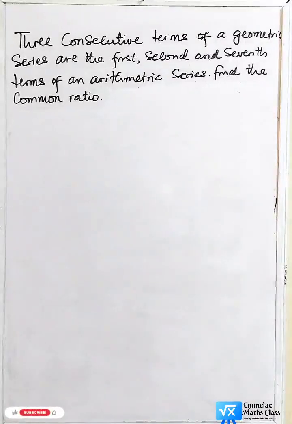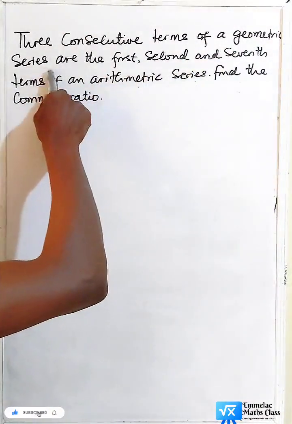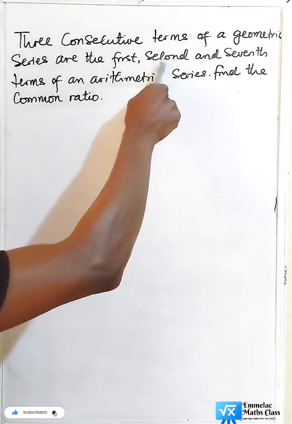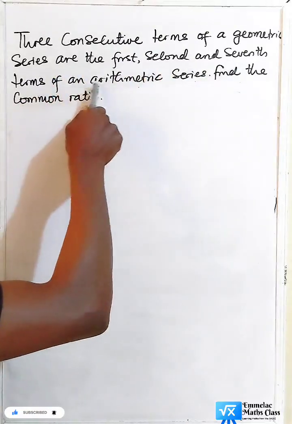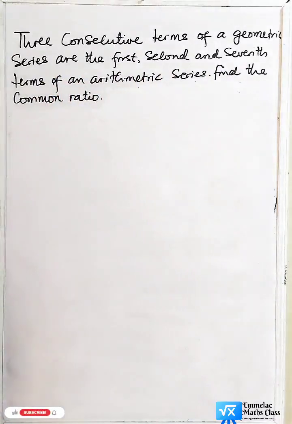Now let us solve this maths question, and it says 3 consecutive terms of a geometric series are the first, the second, and the seventh term of an arithmetic series. Now find the common ratio.